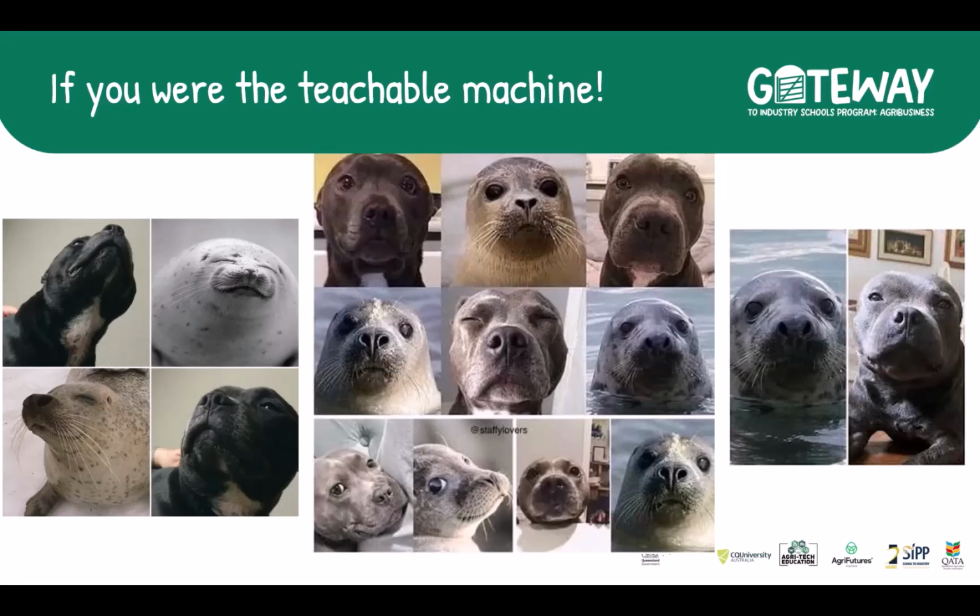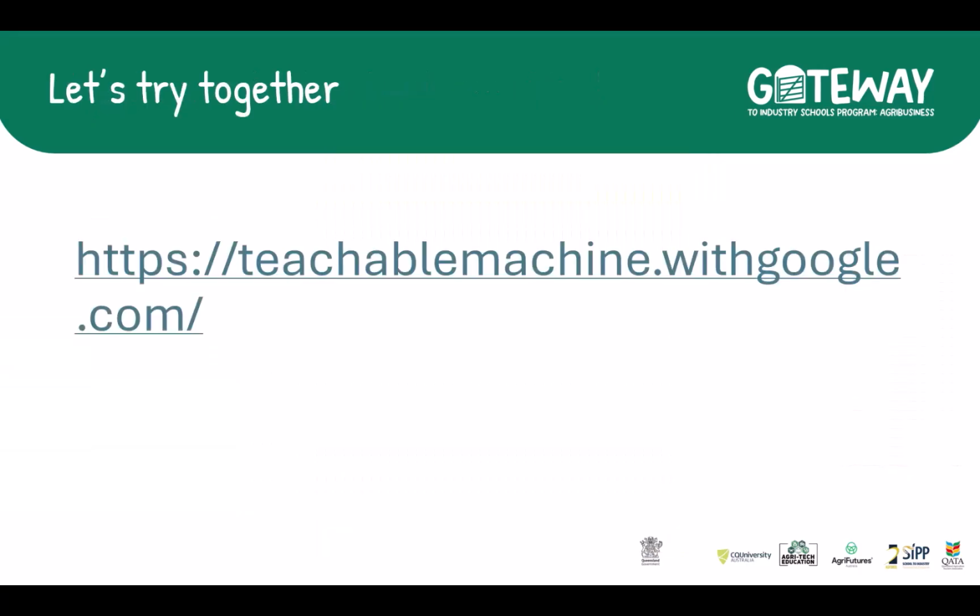This little exercise is helpful to get you thinking about the importance of your training data set, how much you might need to include in different angles to ensure that the accuracy is there so that you can actually see the difference between the seals and the staffies. So let's try it together. You can visit the Teachable Machine with Google, link here.